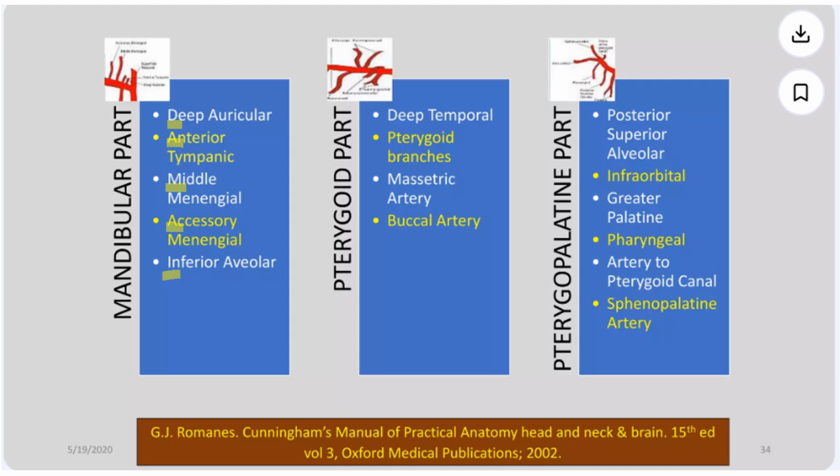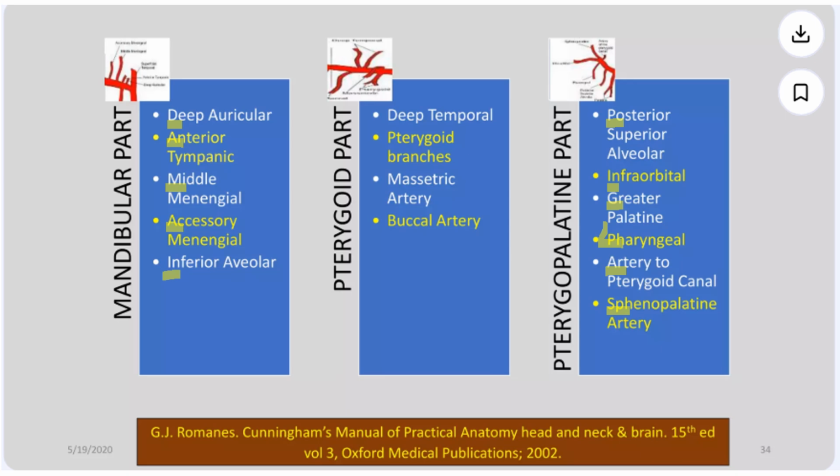The way to remember this is the first letters, which go like P, I, G, P, A, S. So it goes like pig, P, I, G, P, A, S. So the six branches will be "pig pas". So: posterior superior alveolar artery, infraorbital artery, greater palatine artery, pharyngeal artery, artery to pterygoid canal, sphenopalatine artery.